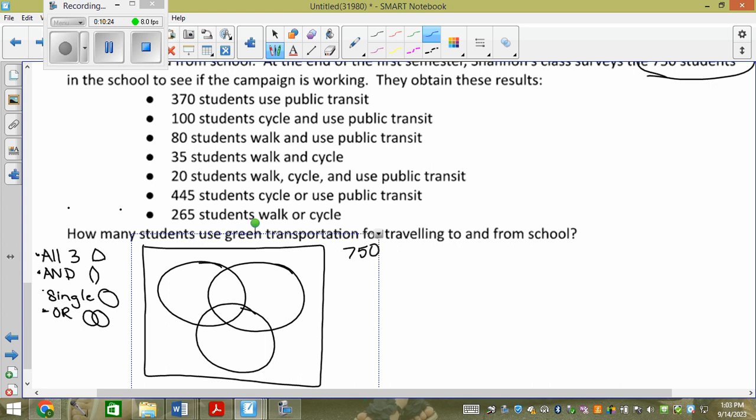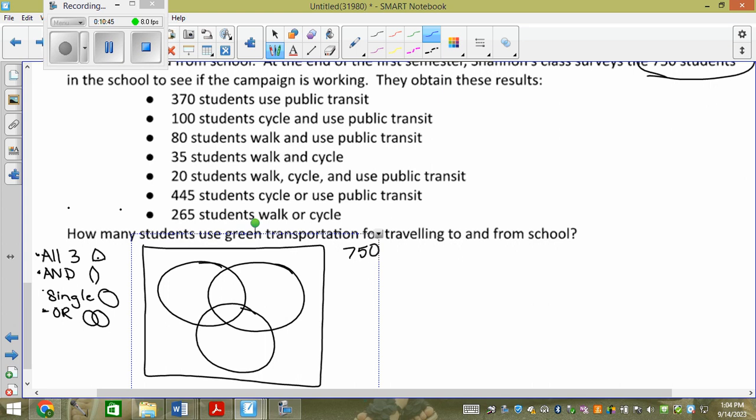370 use public transit, so that's a single. 100 students cycled and used public transit, so that's an eyeball. 80 students walked and used public transit, so an eyeball. 35 walked and cycled, so an eyeball. 20 students walked, cycled, and used public transportation, so it's like the little triquetra inside. 45 students cycled or used public transit, that's an or, it's a snowman.